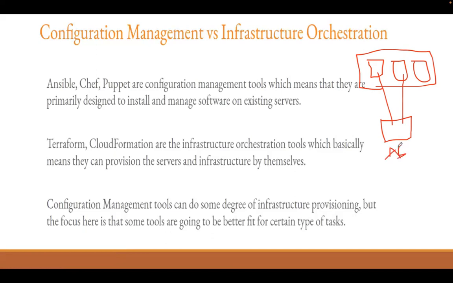This is the Ansible server. So here, we can run the playbook after building the infra. It can automatically access these servers and install Java and Tomcat on them. So it is primarily designed to install and manage the software on existing servers. On existing servers only, we can use Ansible, Chef, and Puppet.